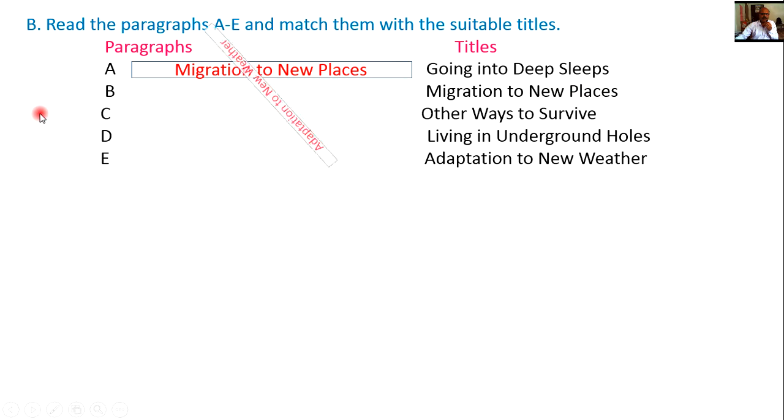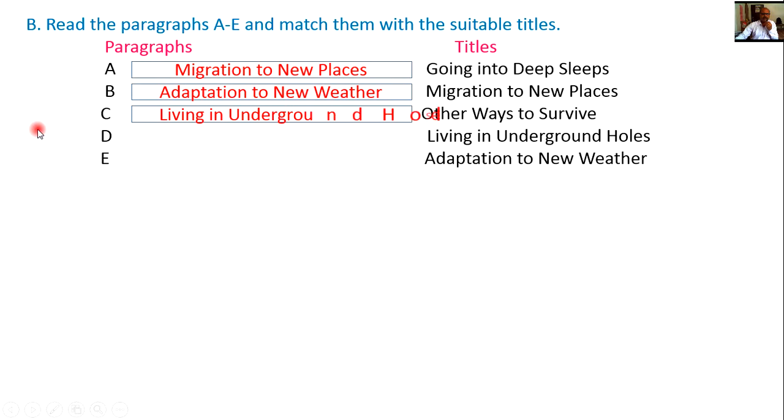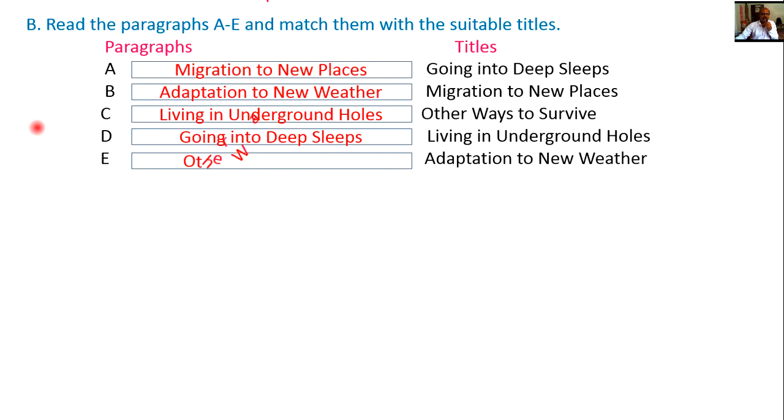Now paragraph B. In paragraph B, adaptation to new weather. And in paragraph C, living in underground holes. In paragraph D, going into deep sleep. And paragraph E, other ways to survive.